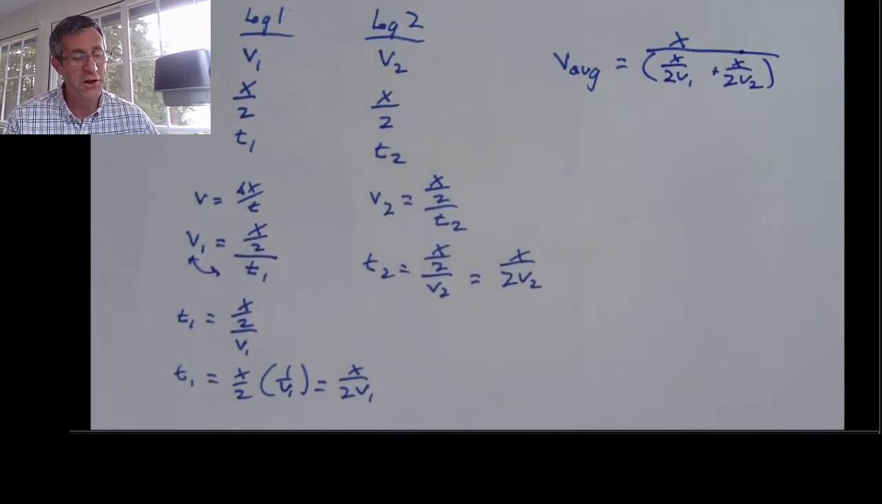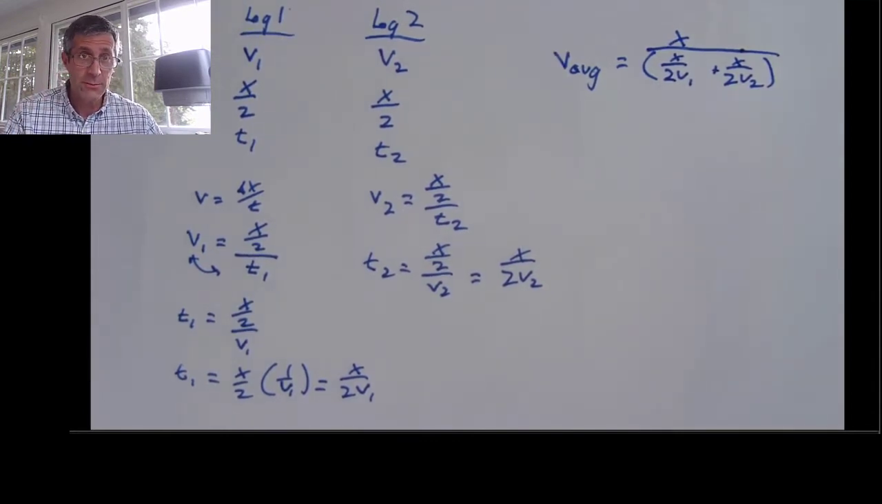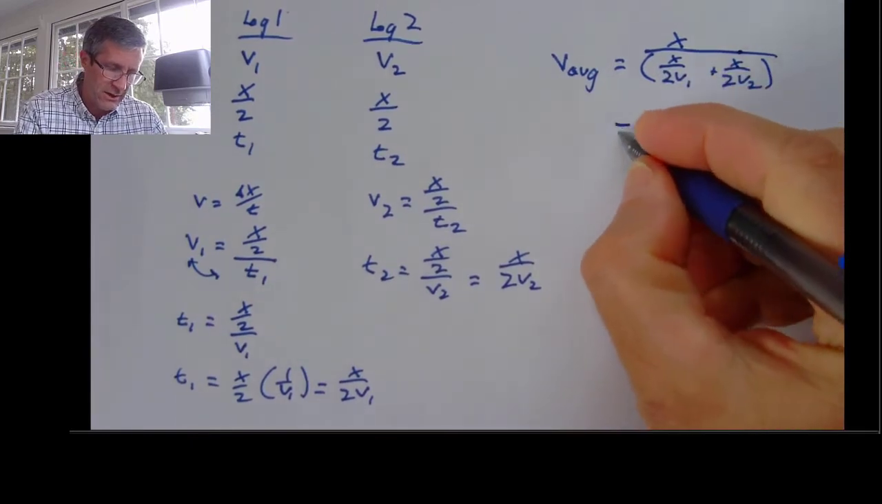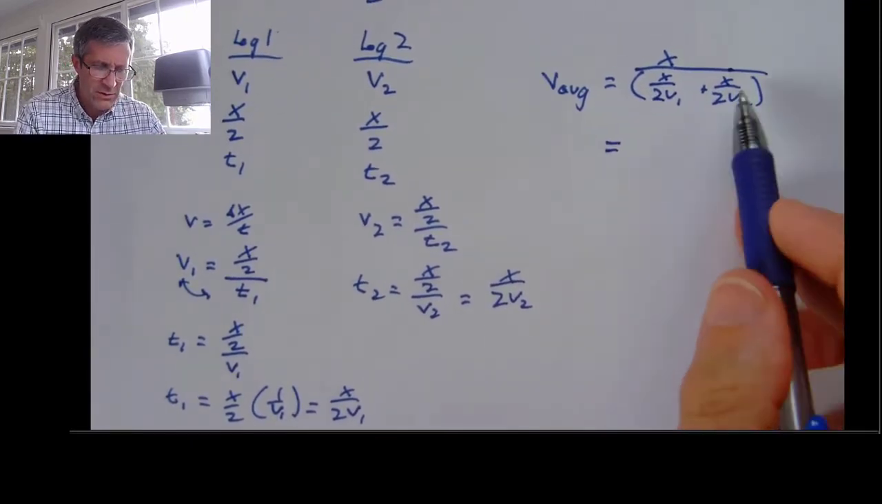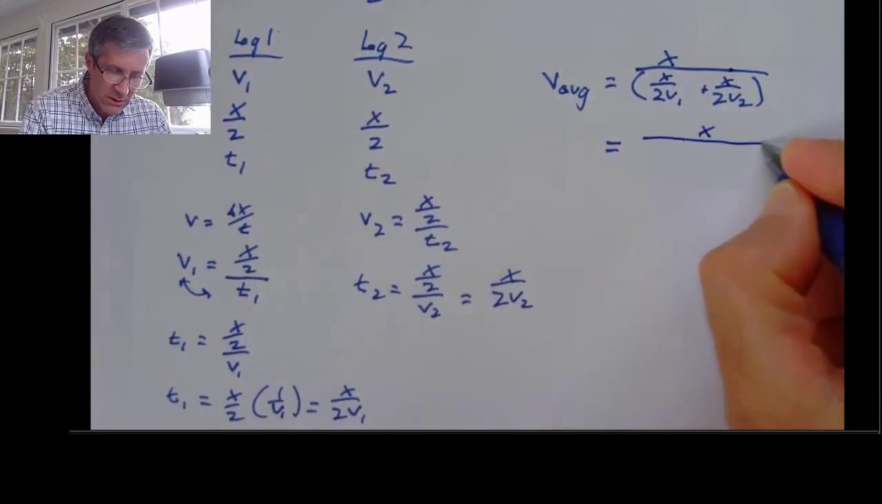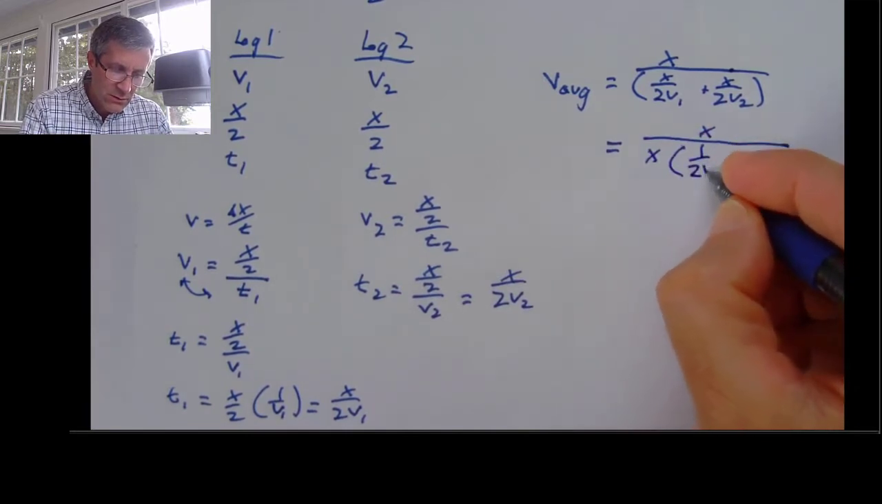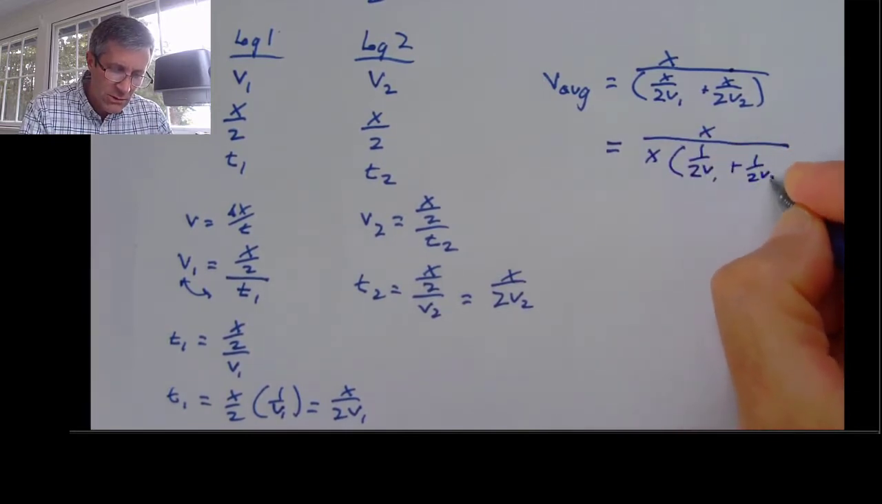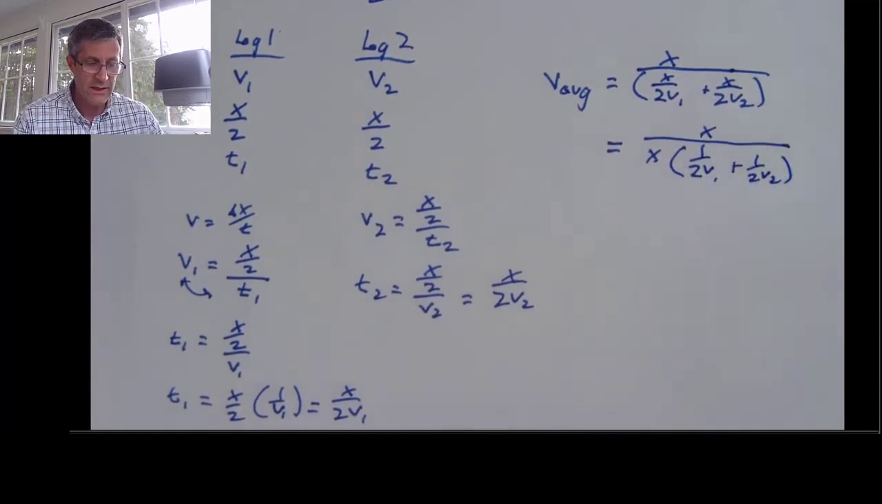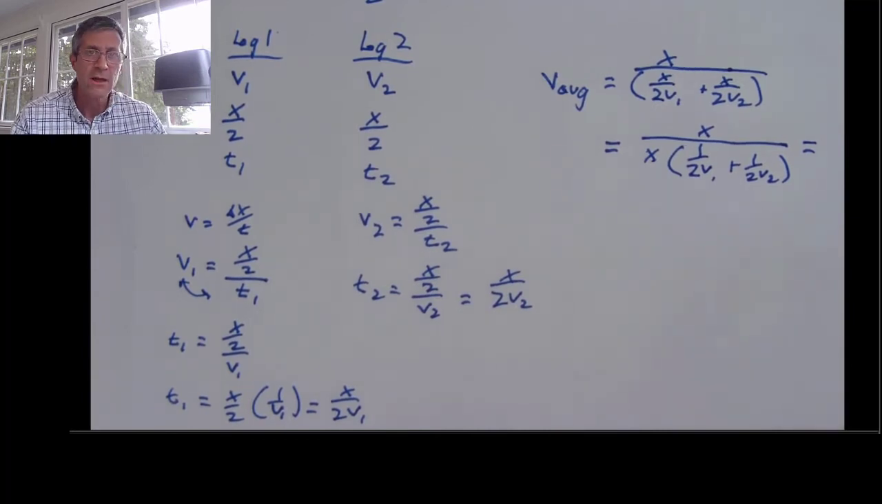And now I'm just going to math the heck out of it. I'm just trying to make it simple at the end. The first step you need to go through; after that, it's up to you. The first thing I'm going to do is pull x out of here. So I still have x in the numerator, and this is going to be x times 1 over 2v1 plus 1 over 2v2. So notice my x cancels. I'm left with 1 over 2v1 plus 1 over 2v2.